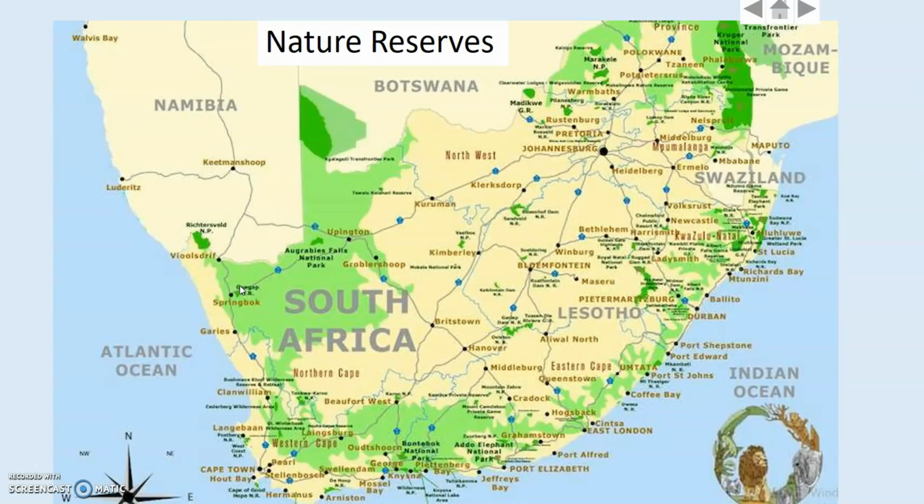Conservation. South Africa has a very proud tradition with some of the best nature reserves in the world, and this map shows some of the wilderness areas, the light green and the darker green, like the Kruger National Park, which is world famous and a source of great tourism for people coming to look at game. It's bigger than the size of some countries in Europe.